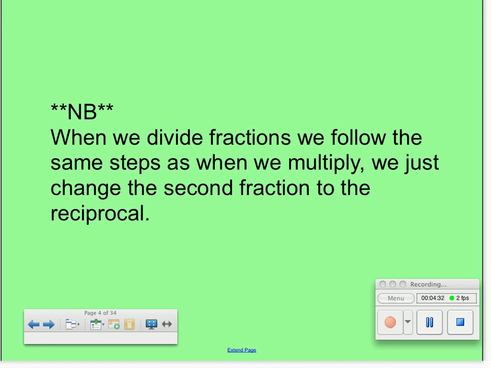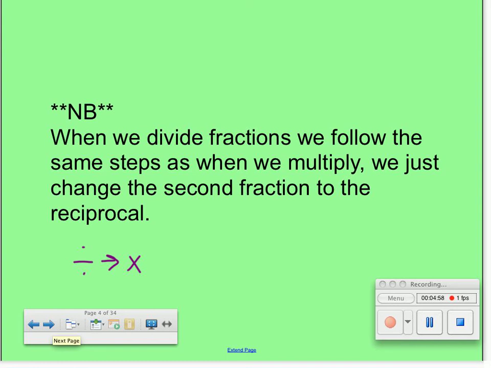So today we are going to be working with fractions, and we're going to be working with the reciprocal of a specific fraction. So when we are dividing fractions, basically what we have to do is we have to follow the same steps as when we multiply. There's just one step that we add in there, and that is changing the second fraction to the reciprocal. And when we do that, what comes along with that is that the division sign becomes multiplying.